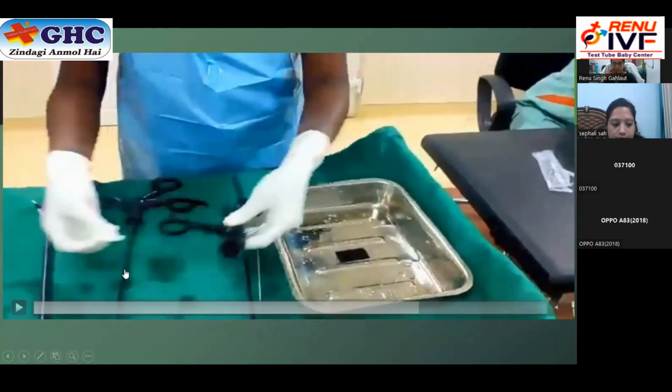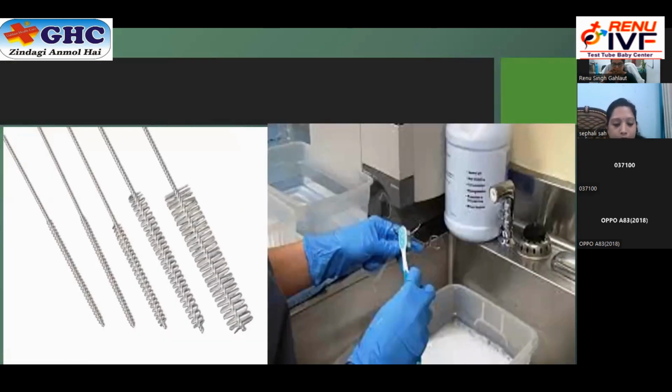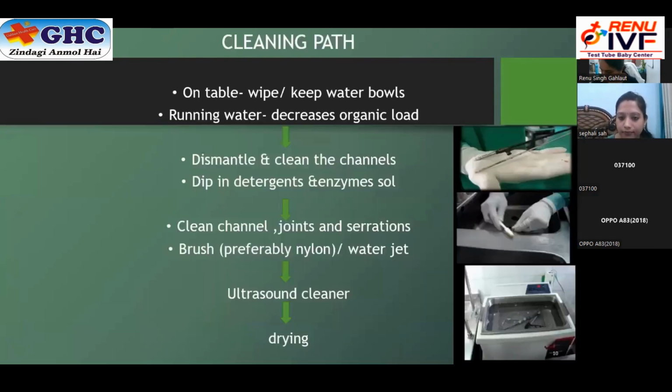Then after all this, these are the brushes which are used for cleaning the internal channels of the lumen of the laparoscope. And this one is the nylon brush, which is simply used for cleaning the articulation grooves of the bipolar and other Maryland forceps or scissors.